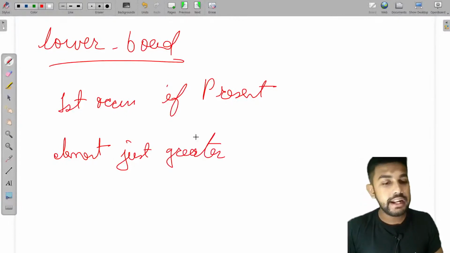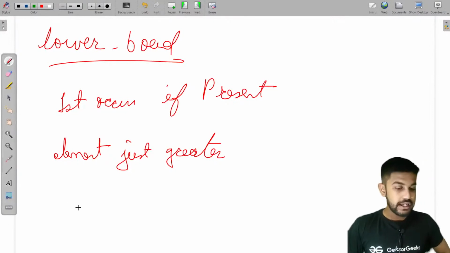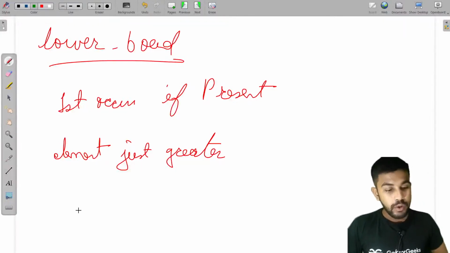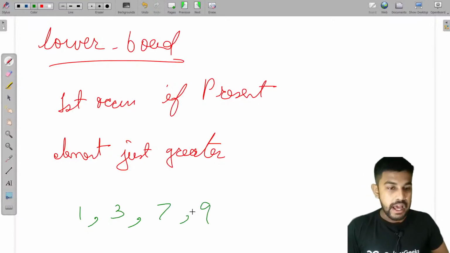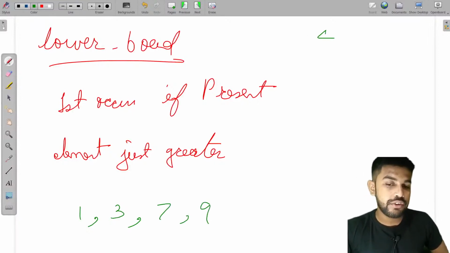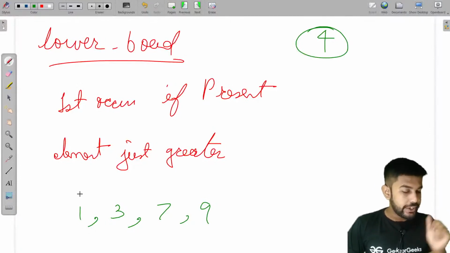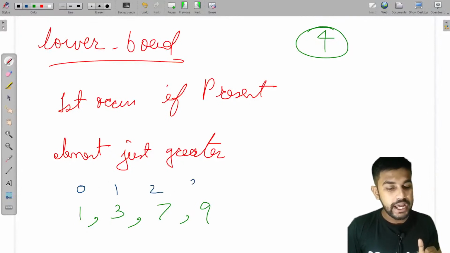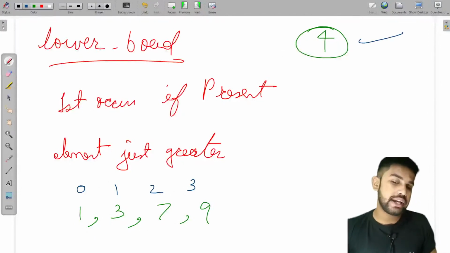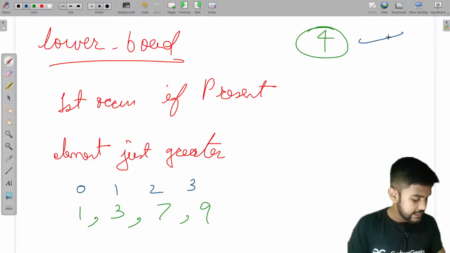Now quickly tell me what would be the lower bound value of this. Suppose we have 1, 3, 7 and 9, and suppose we are searching for 4 here. Can you quickly tell me which index it would return? The indexes are 0, 1, 2 and 3. We are searching the element 4. So what would lower bound return as the index?